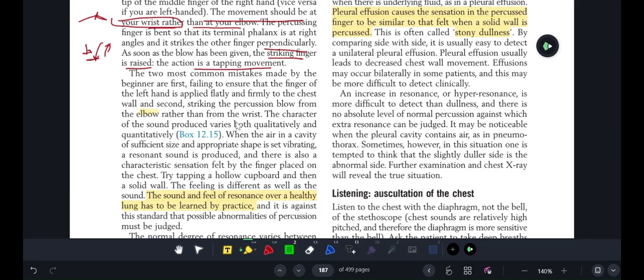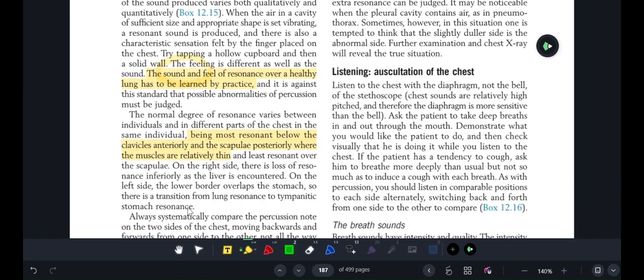Try tapping a hollow cupboard and then a solid wall. The feeling is different, as well as the sound is different. So the sound and feel have to be learned by practice, and it is against this standard that possible abnormalities may be judged.